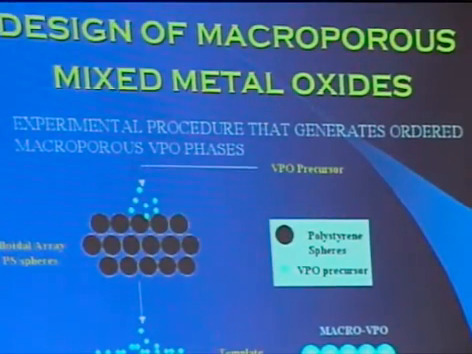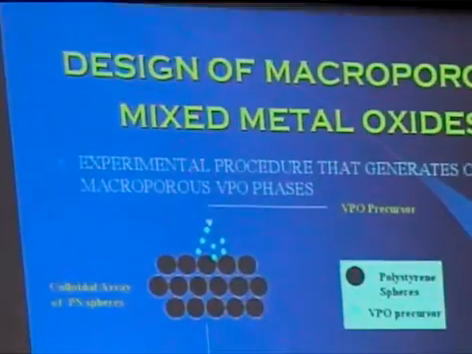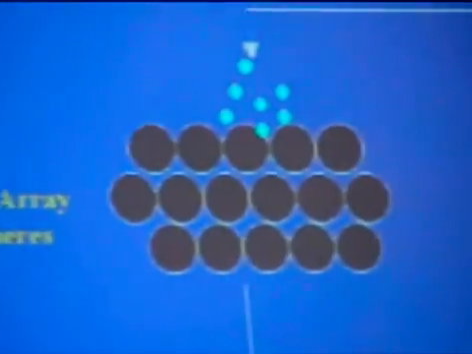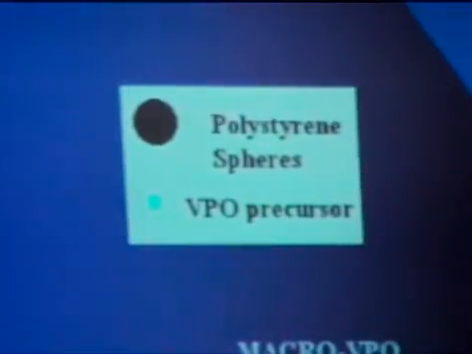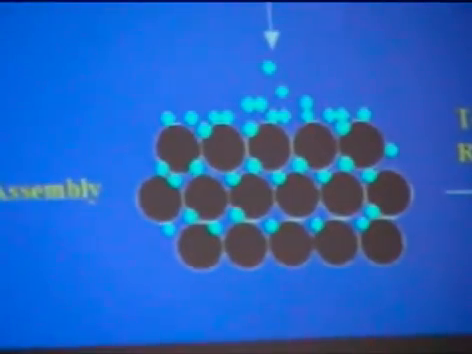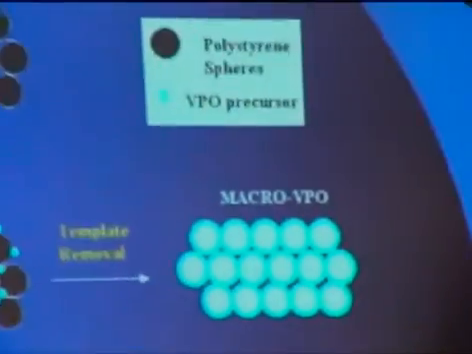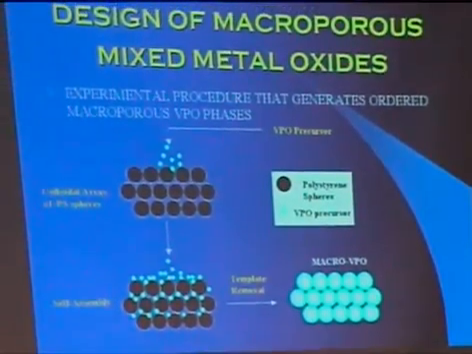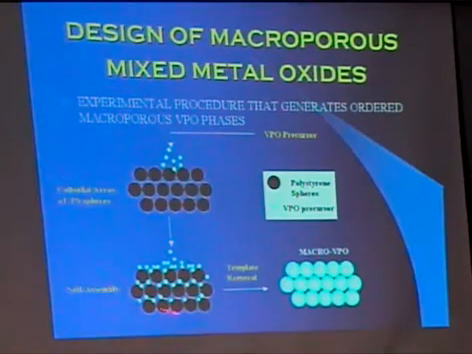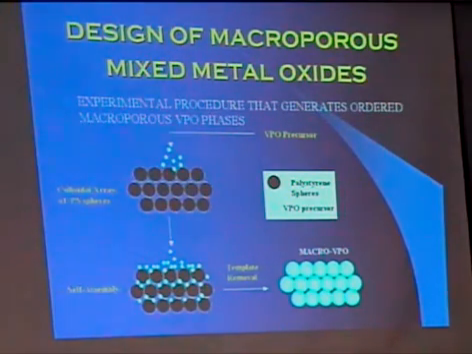First of all, I'm going to talk about the first proposed approach, the macro templated approach, the design of macroporous mixed metal oxides, basically focusing on the VPO system. The idea here is that we're going to use as template colloidal arrays of polystyrene spheres of known size. The idea is to permeate our inorganic VPO precursor between the voids of these spheres. The precursor will condense into an inorganic framework, and then the idea is to remove the template, using calcination to burn the spheres or selective solvent extraction, to end with these macroporous VPO materials.